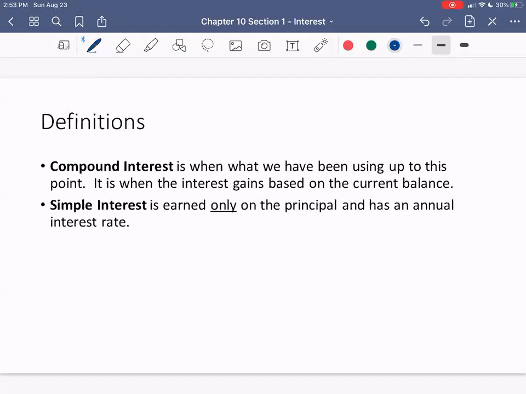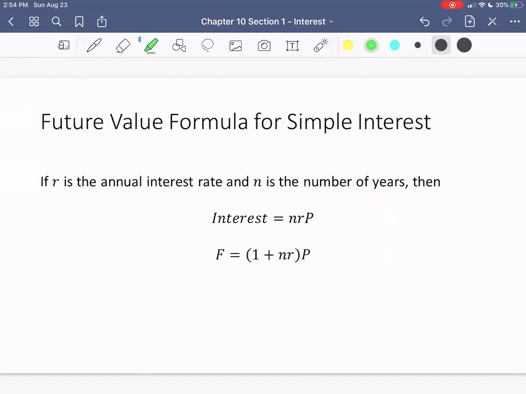Simple interest is only earned on the principal and has an annual interest rate. It's not that after the end of the first quarter you have a new principal that you're gaining interest on. You are only earning based off the original principal. And I want to make sure I point out it's not just on the principal, but it has an annual interest rate. So its formula looks a little different. The future value formula for simple interest, if R is the annual interest rate and N is the number of years, remember, not how many times it's compounded, but the number of years, then the interest equals NPR, or NRP, however you want to look at it. And then the future balance is 1 plus the number of years times the annual interest rate, times the principal. This is what we go to a lot.